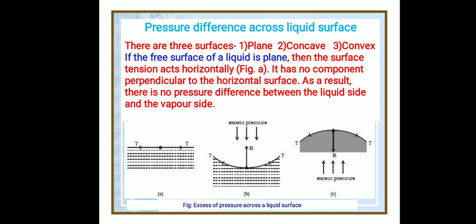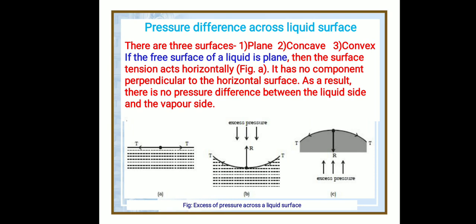Again, we take the plane surface. For example, if we take pure water in a perfectly clean glass, then we'll get a plane surface, as the angle of contact of pure water and clean glass is 0.